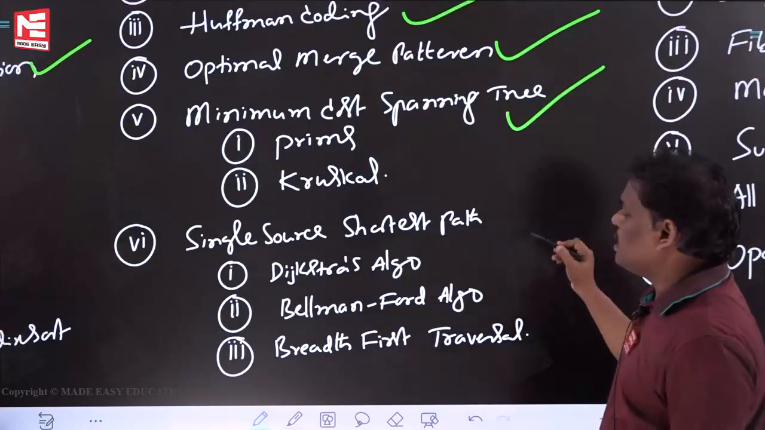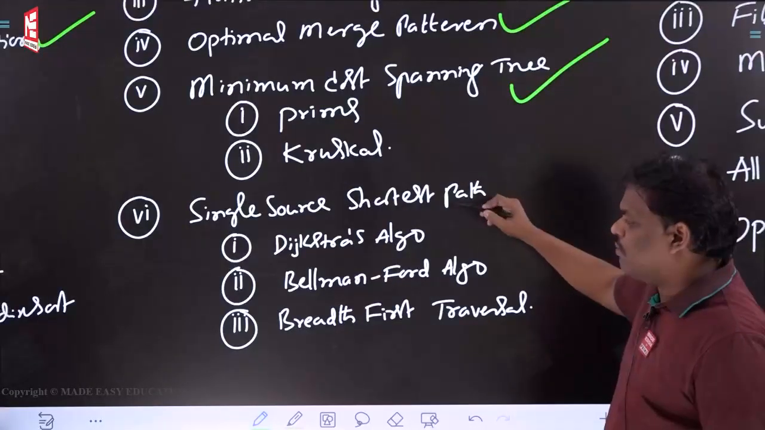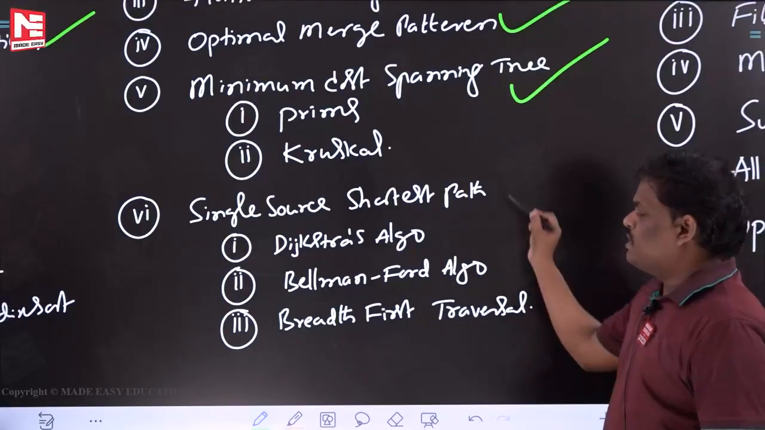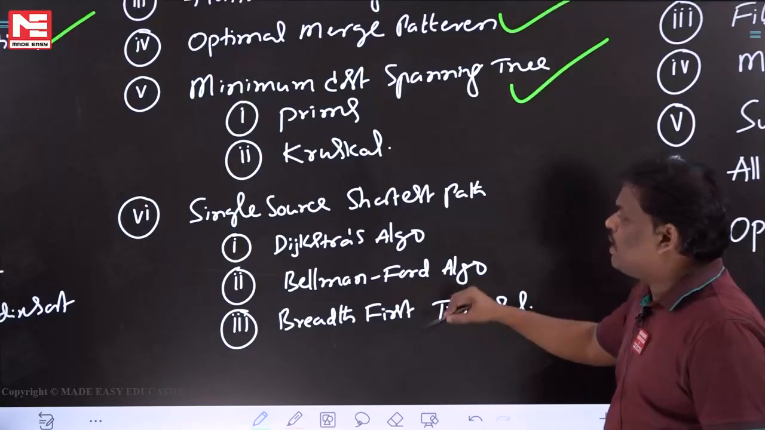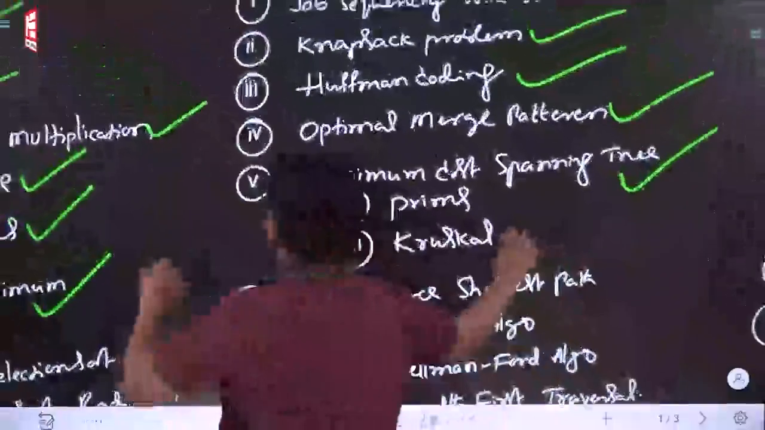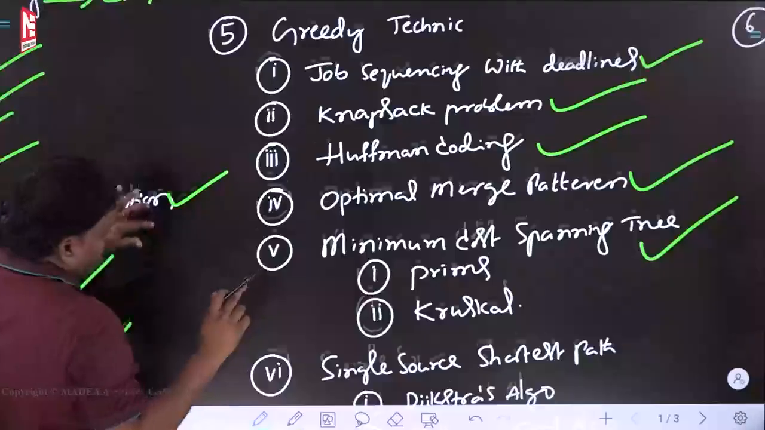Next one, single source shortest path, which internally contains 3 algorithms: Dijkstra's, Bellman-Ford, and BFS. So out of these, the greedy technique contains 6 applications.